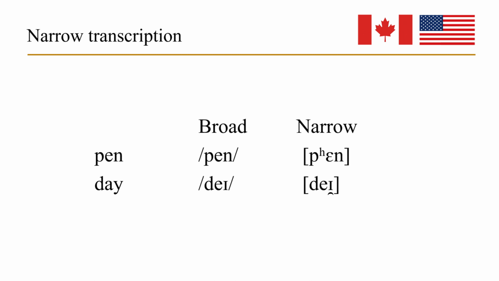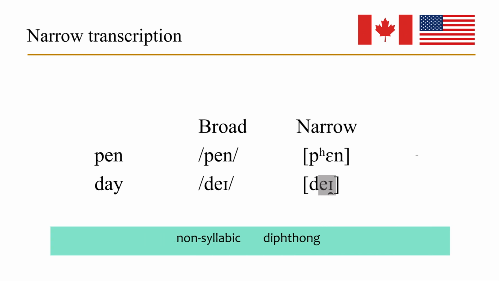because I wanted to indicate that these two vowels are not separate from each other. They are together. When the second one is not syllabic, it means it's a diphthong. It's two vowels which are pronounced closely as one unit. It's day. Otherwise, it would be day-ee.